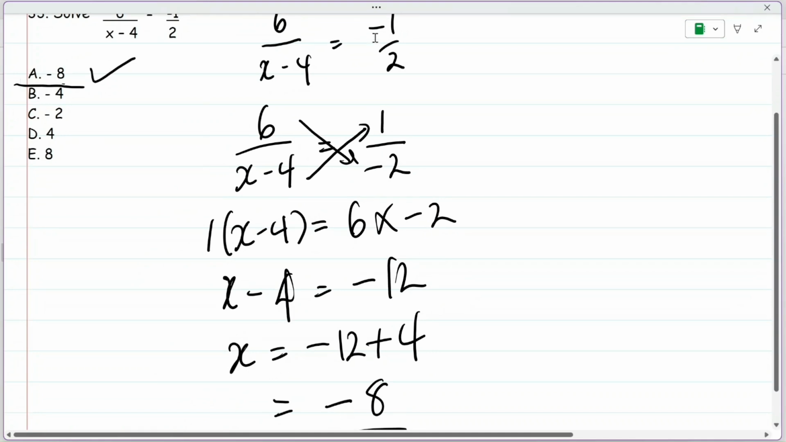So whichever you're comfortable with, giving the negative to the numerator, that's 1, or giving it to the denominator, that's 2, you still get the same answer.